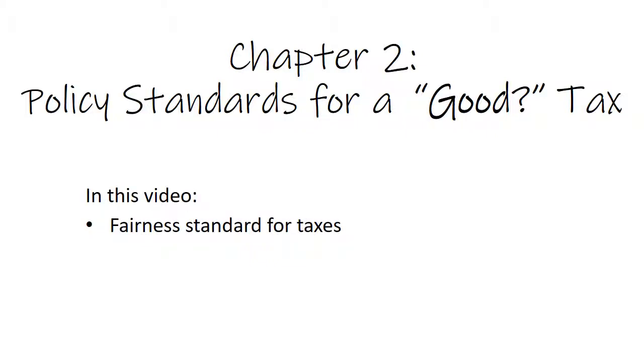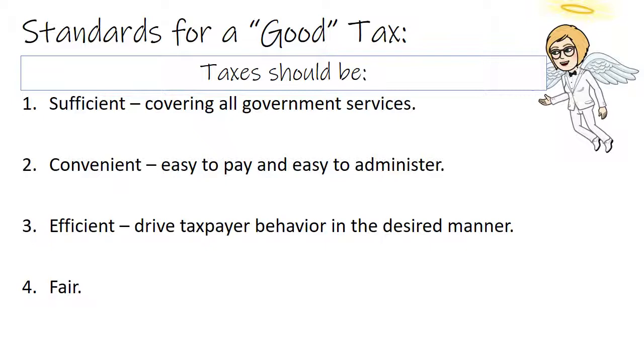In the first part of this chapter, we examined 3 of the policy standards for a good tax. In this video, we're going to look at the 4th standard, which is a controversial one, the fairness standard. To recap from the first part of chapter 2, there are 4 standards for a "good tax."